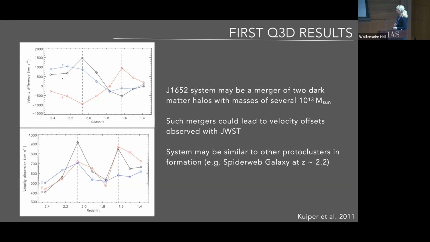And our system may actually be very similar to other protocluster mergers that have been found at low redshift. For example, the spiderweb galaxy cluster that is at redshift around 2.